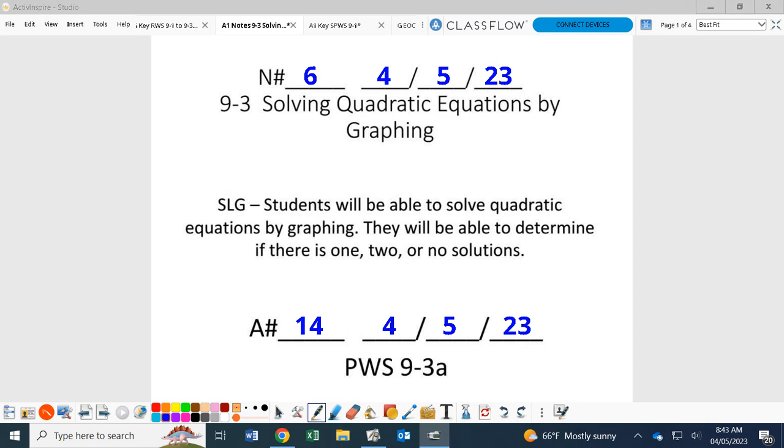We're going to be solving quadratic equations by graphing. We're actually going to use the graphs that we had on the last set of notes, and we're going to write down the solutions for them. So getting started, we have our first example.